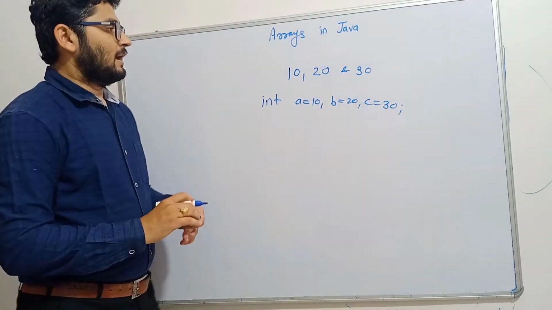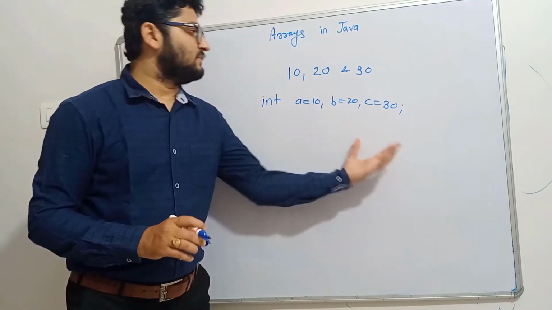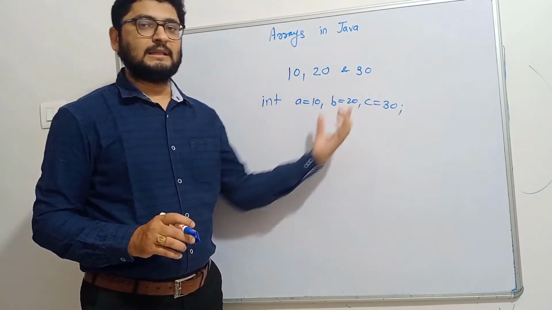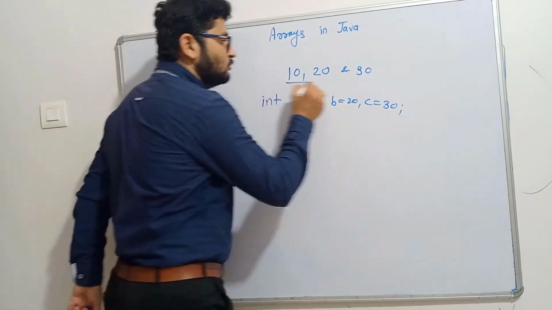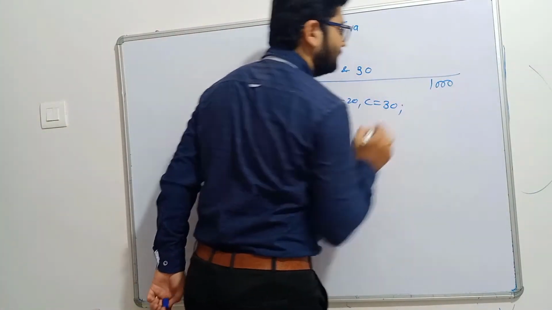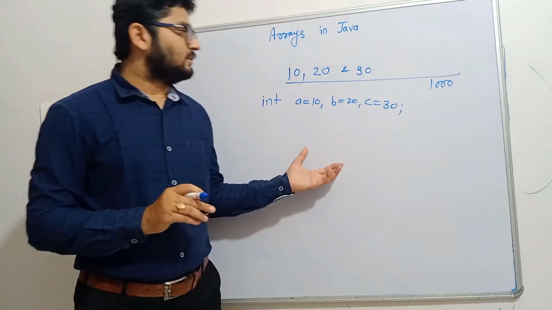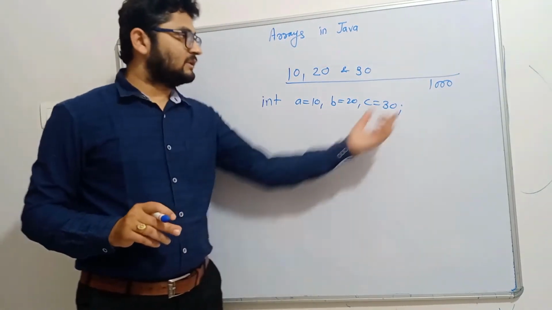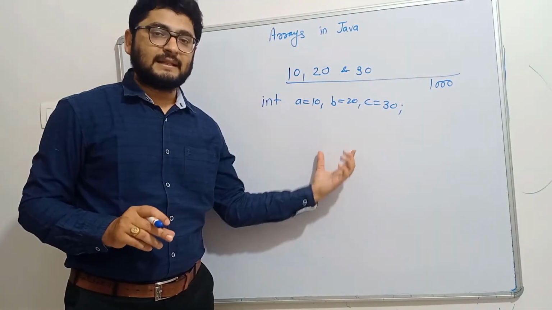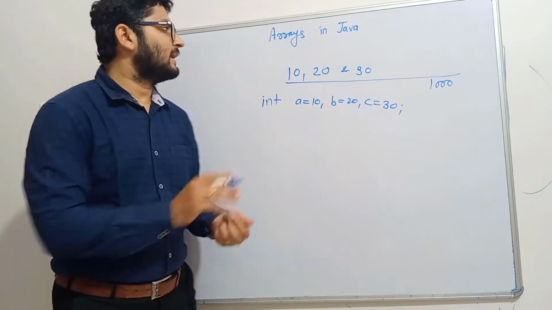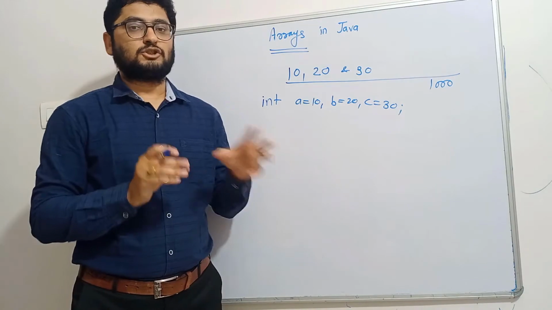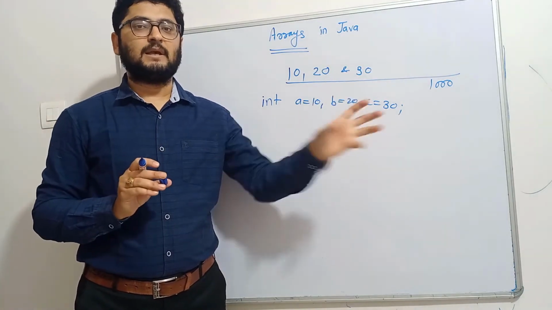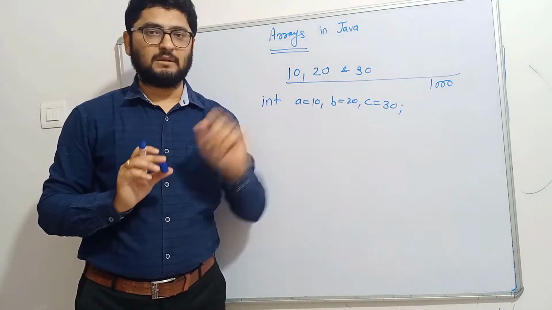Now I have created three variables A, B, C for storing 10, 20 and 30 in the memory location. Now let us suppose I have to store 1000 such numbers. Obviously creating 1000 variables for these 1000 numbers is a very lengthy task. So in that case I can use arrays. Arrays are used for storing n number of elements with the help of a single variable.